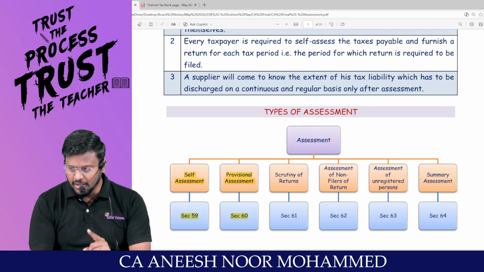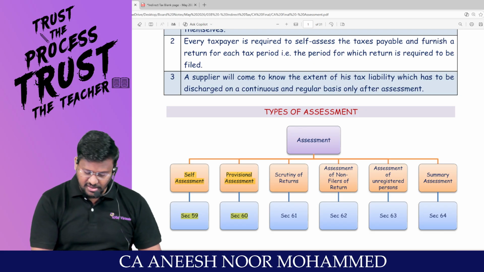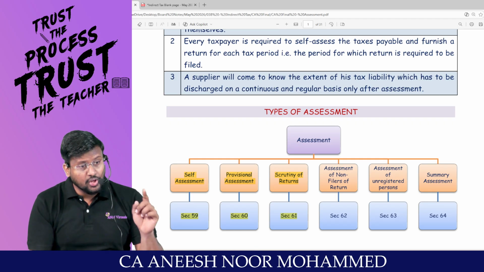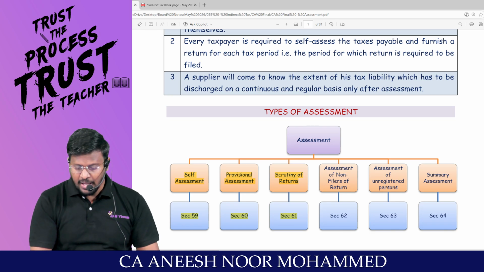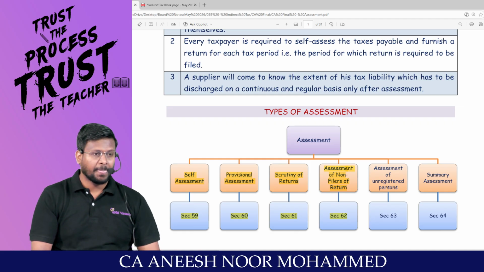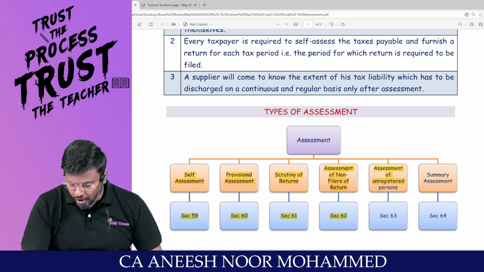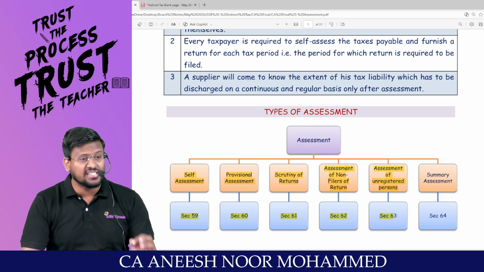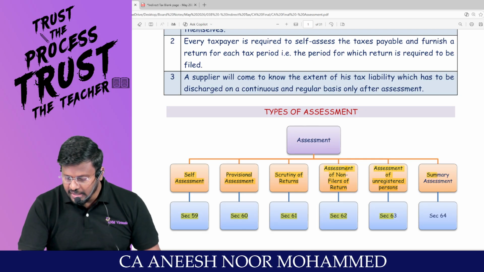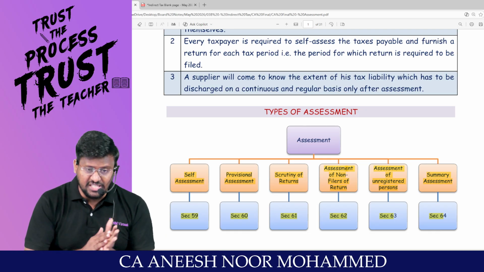So what is the first assessment? Self-assessment under section 59. Provisional assessment under section 60. Scrutiny of returns under section 61. Assessment of non-filers of return under section 62. Assessment of unregistered persons under section 63. Summary assessment under section 64. These are the 6 types of assessment in IDT.